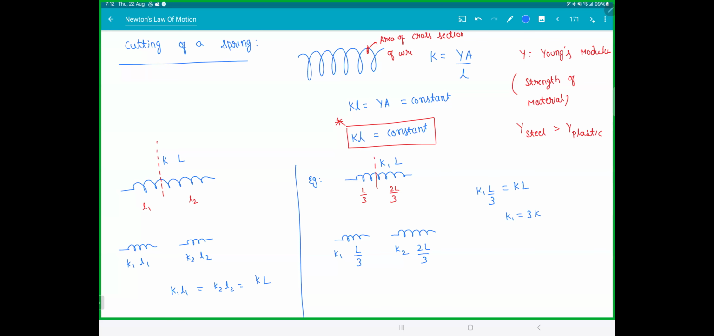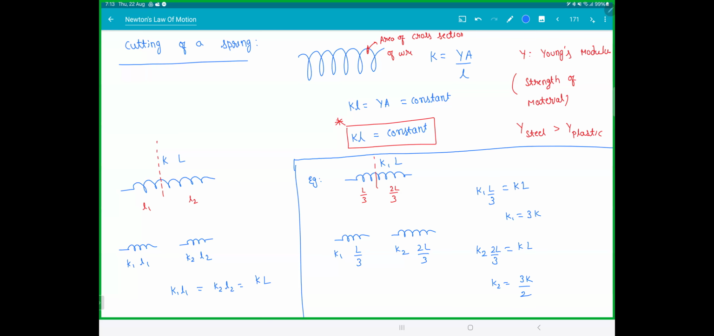So whenever you cut a spring, the spring constant actually becomes bigger. K2 into 2L by 3 must be equal to K into L. K2 is 3K by 2. So cutting a spring changes the spring constant. So be careful with that. Spring constant depends on how much length you have. Meaning the reason is this.